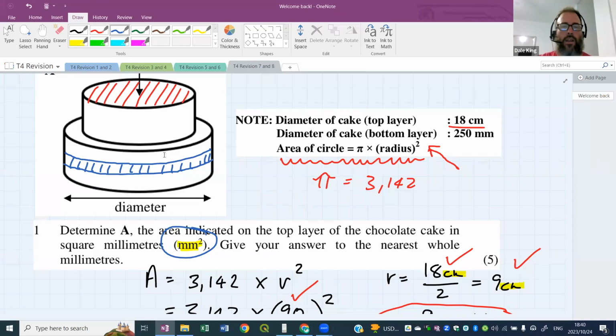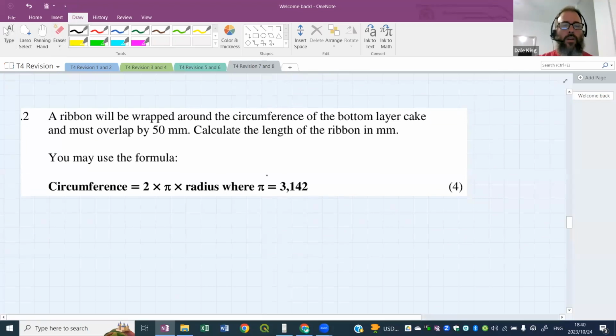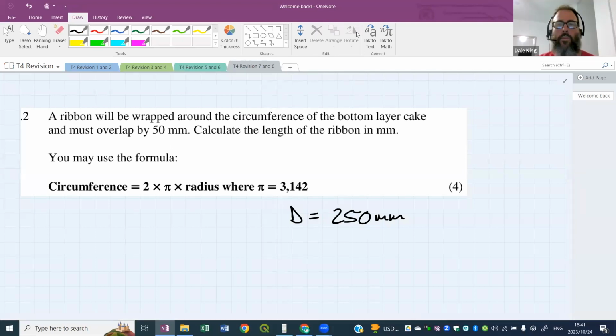All right, they need 50 millimeters of overlapping. Now I'm going to bring the diameter of this cake down for this question. So D for diameter of this cake, this bottom layer, is 250 millimeters. You need that, you need the text information, and you need the formula, and off you go. How long is this ribbon? If it goes around the circumference of the bottom layer with a 50 millimeter overlap, they want this length in millimeters, please.